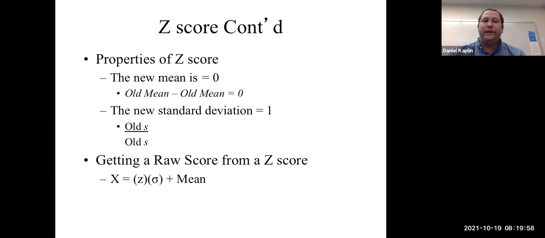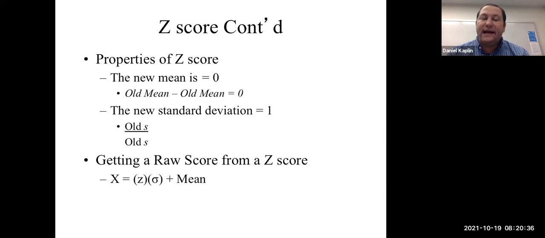it is the formula. So for the mean, we subtract the old mean by itself. If you subtract any number by itself, you're always going to get 0. The standard deviation, if we divide the old standard deviation by itself, any number divided by itself is 1, right? Except for 0, that's an illogical process. And if you want to hear something funny, go into your Siri and ask her what is 0 divided by 0.